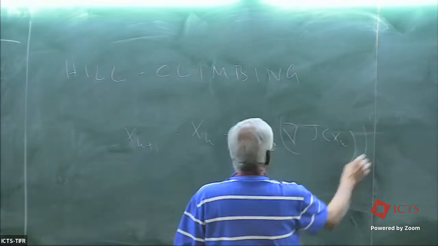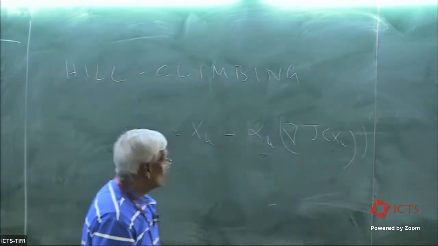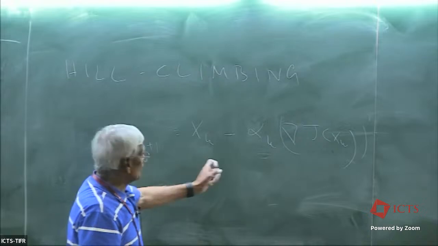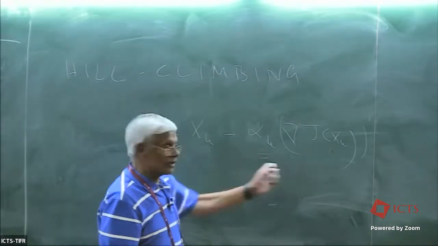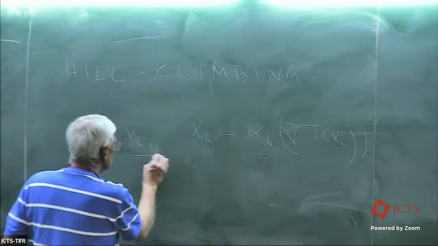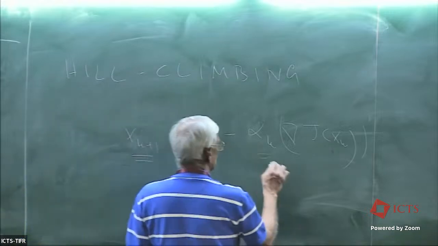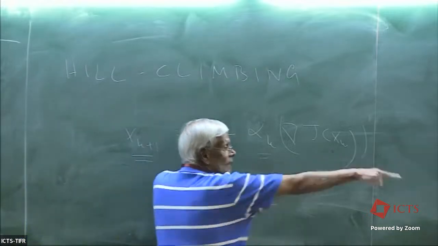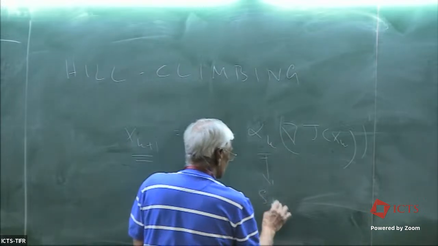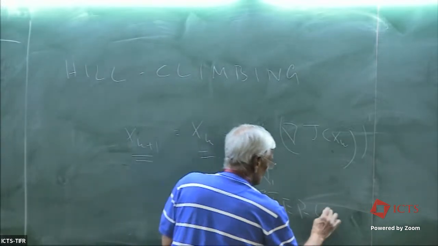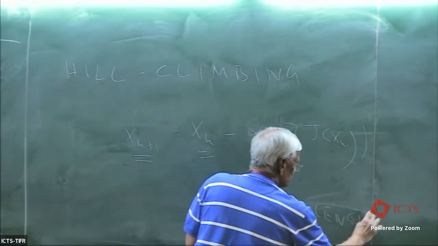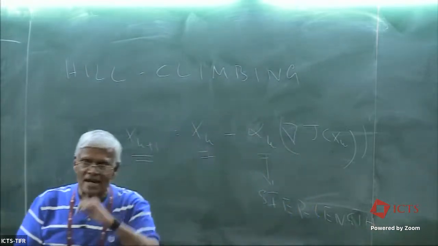So this is the vector times a scalar. That's a vector. Vector minus vector, scalar times the vector, that's a new vector. So the new base station is equal to the old base station minus, yes, step length. So this is called the step length. How far do I go in this direction?